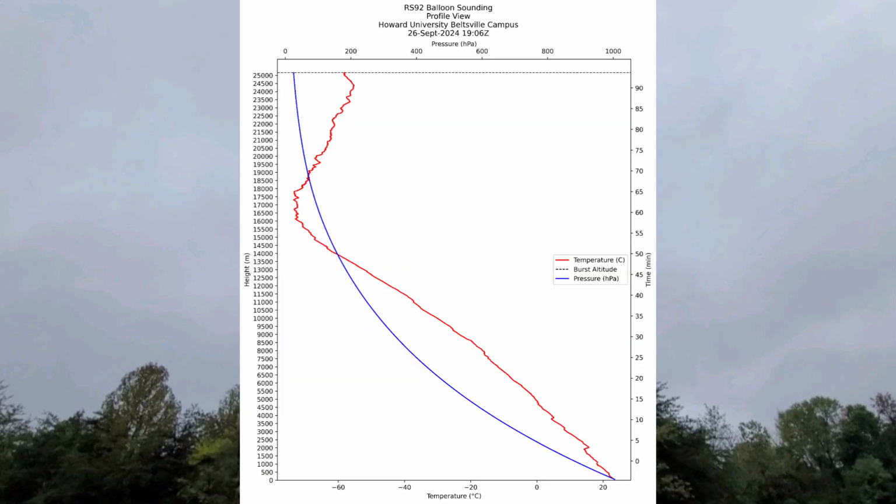Now we can look at the path of the balloon with respect to time and height. We can see the temperature and the pressure change. You can see the pressure has a nice smooth curve decreasing with altitude, and temperature a little bit jagged, which we can explain in just a moment when we see our skew-T diagram.